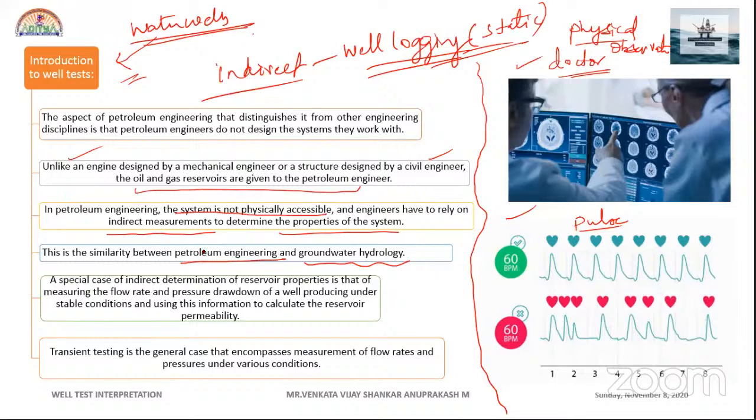Next, a special case of indirect determination of reservoir properties: the flow rate and the pressure drawdown of a well producing under stable condition can be used to calculate permeability. In the well test, we are concerned with pressure, flow rate, and both as a function of time. Only these three will play the magic.